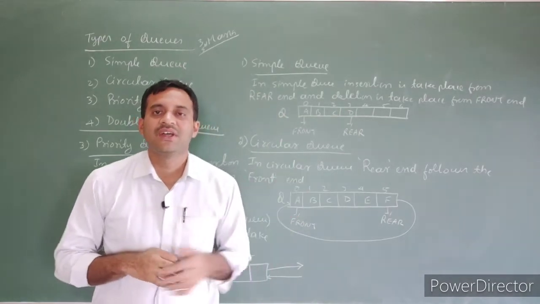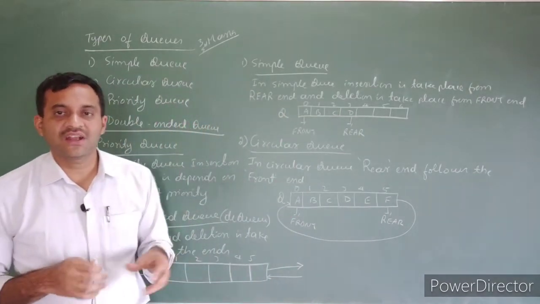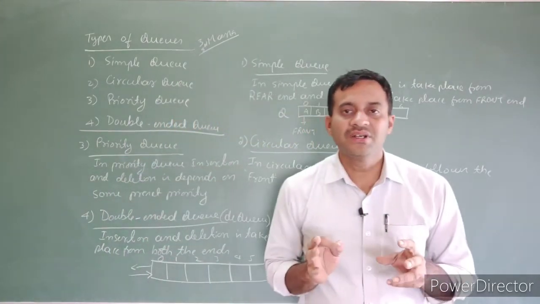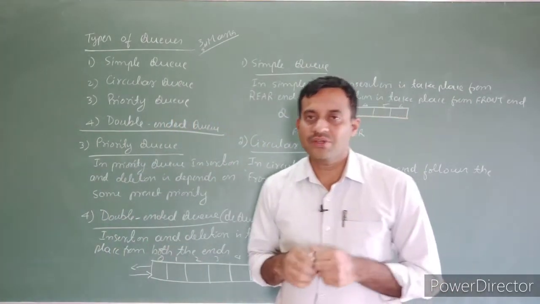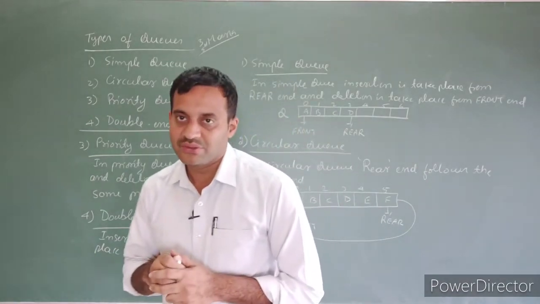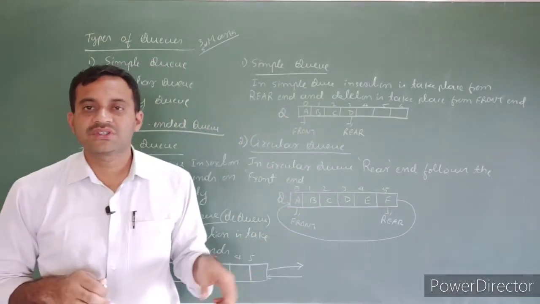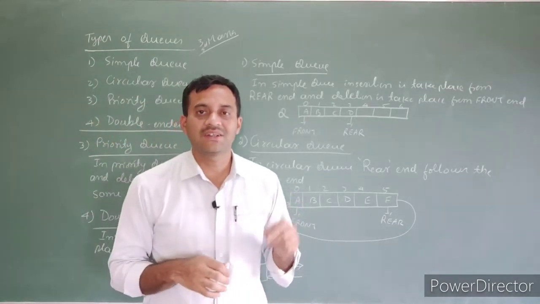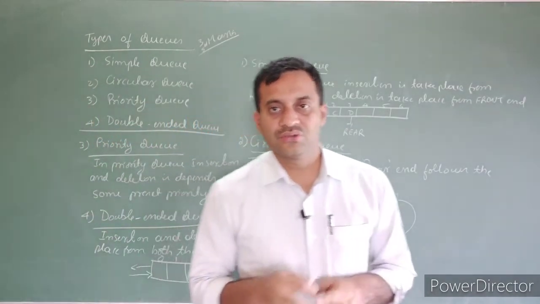In a simple queue, insertion takes place from the rear and deletion takes place from the front. That is called a simple queue. Then the second one is the circular queue, where the rear end follows the front end. That is called a circular queue.